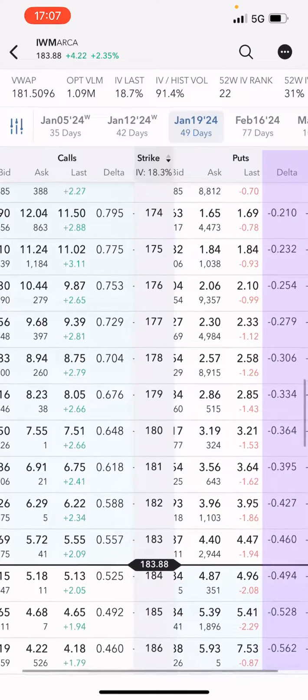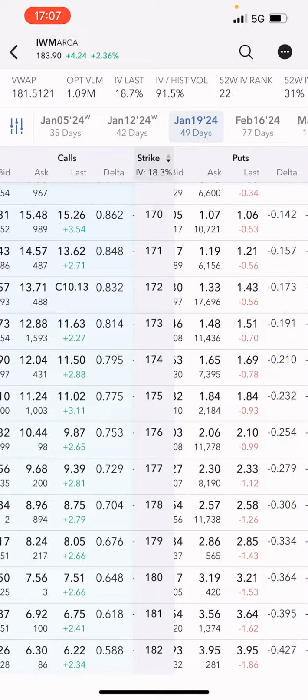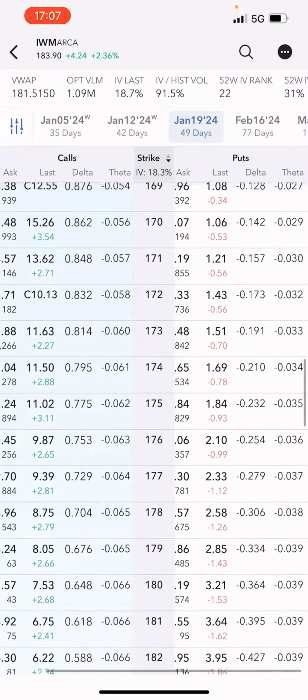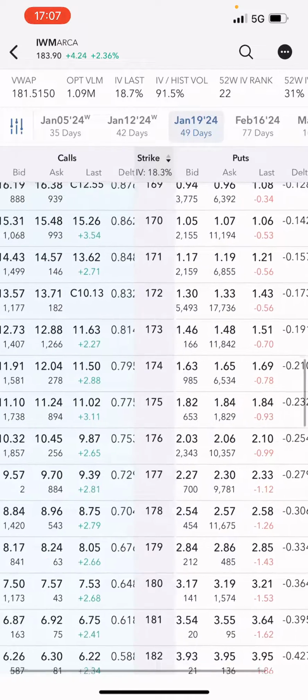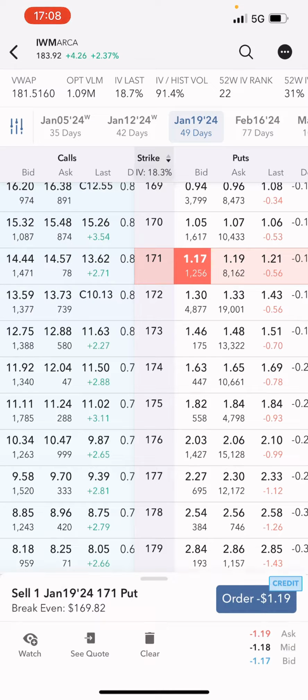So if you look at the delta column here on the right-hand side on the puts, I'm going to pick the 15 delta. So we've got the 15.7 and the 14.2. I'm just going to pick the 15.7, which is the 171, and sell that put.